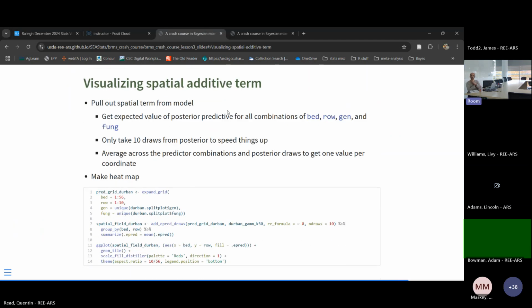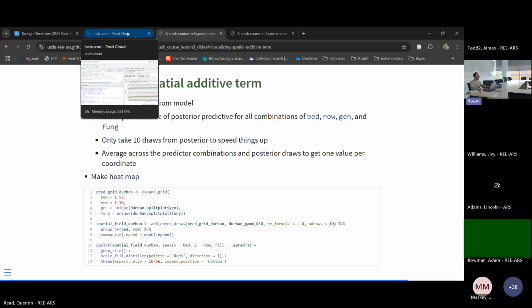We also want to plot what this spatial additive term we've talked about actually looks like. I wrote some code to make predictions of the fitted value of the model accounting for space, averaged over all the treatment combinations and posterior draws, so that we can make a heat map. What does the spatial smoothing term look like when we plot its predictions on a heat map? That's what this code is doing.